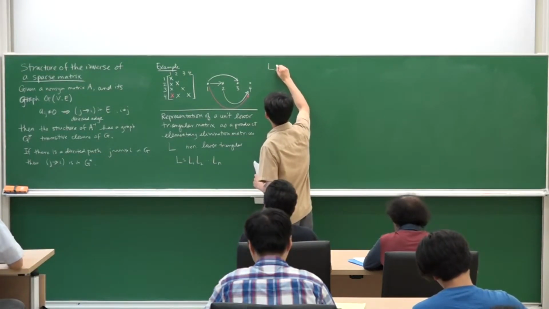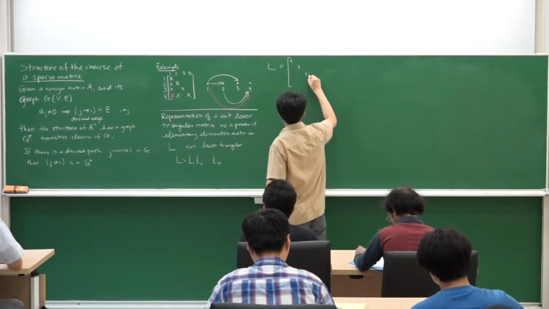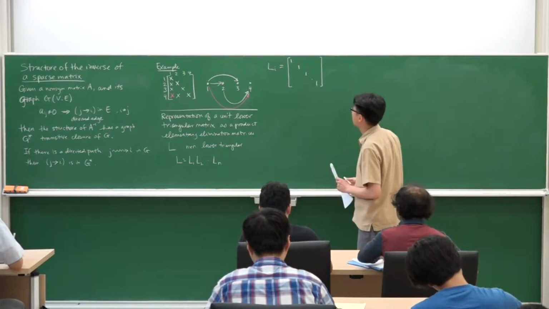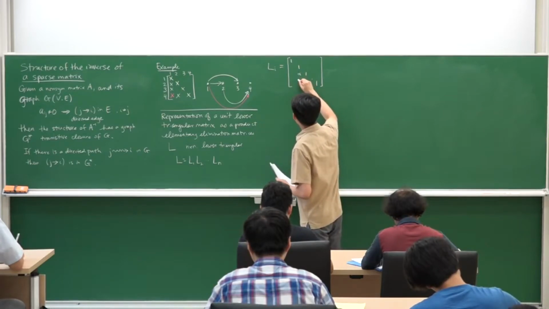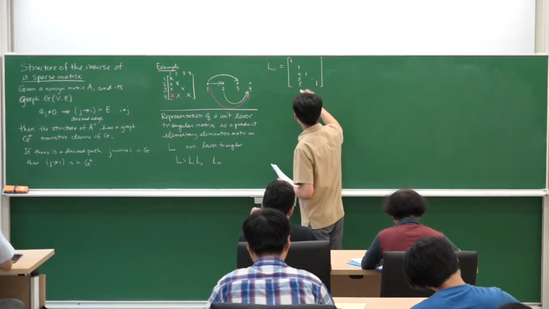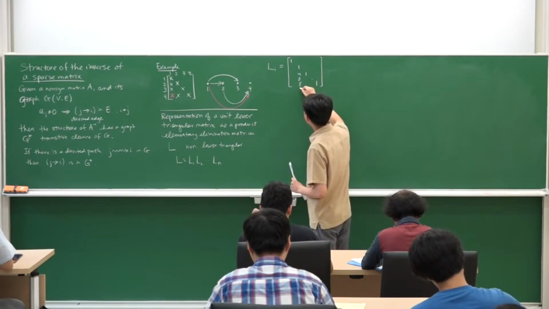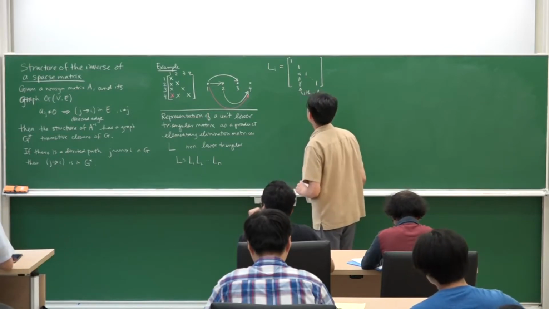So an Li has this form that is all ones on the diagonal. And it has some values on the ith column below the diagonal. So this is the ith column of Li.